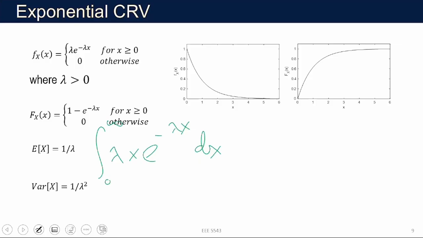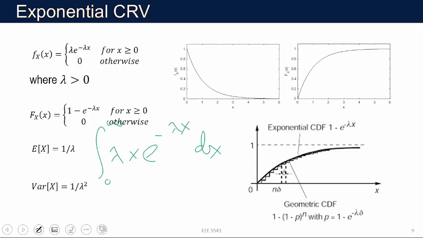If you look at this cumulative distribution function and the probability density function, you might recognize something that we've seen before. And in fact, this is very similar to the geometric. In fact, they have similar shape and the same unique property that we'll look at next.